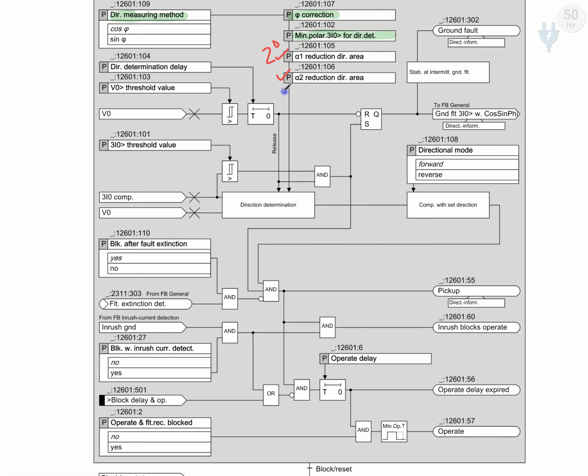Now these settings are applied to the direction determination block. It's applied to this block. This block has other inputs, and we are discussing them one by one. That is the direction determination delay.